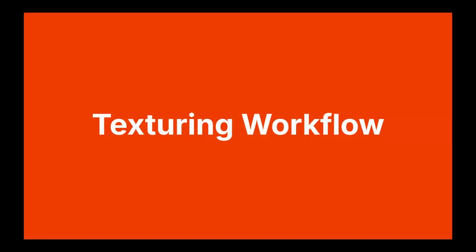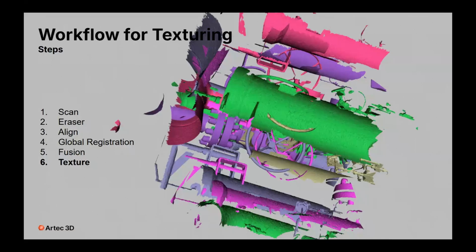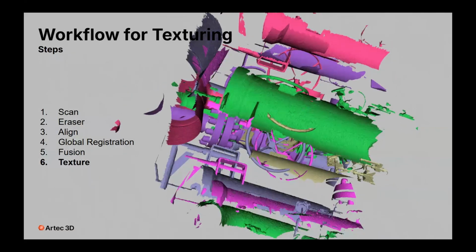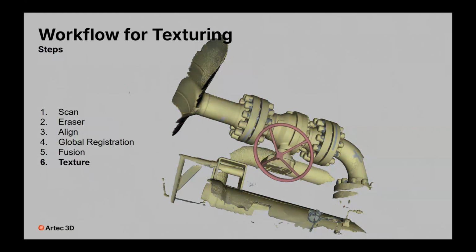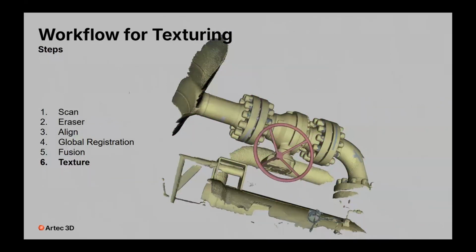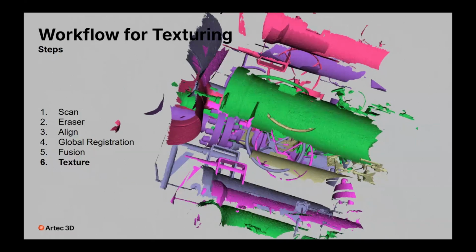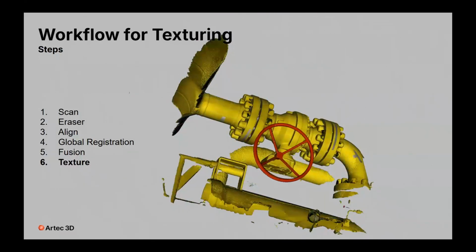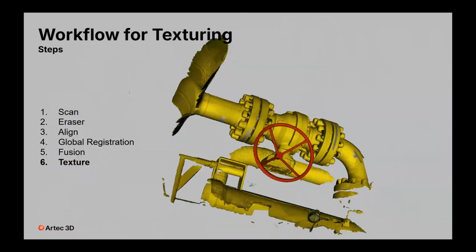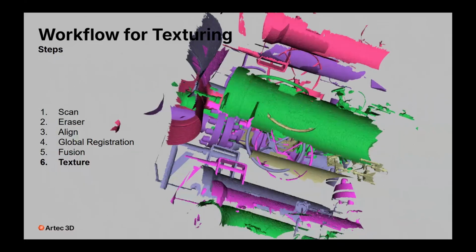All right, so this is it for the basics. Now let's move on to the texturing workflow. We're going to go through this really fast. The steps are the usual processing steps inside of Artec Studio. First, we scan our object. We erase the unnecessary parts, align the scans if there are several of them, and we run global registration.